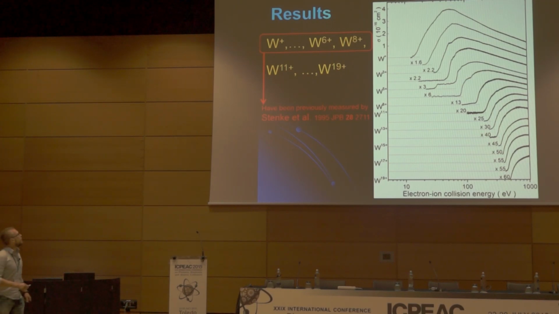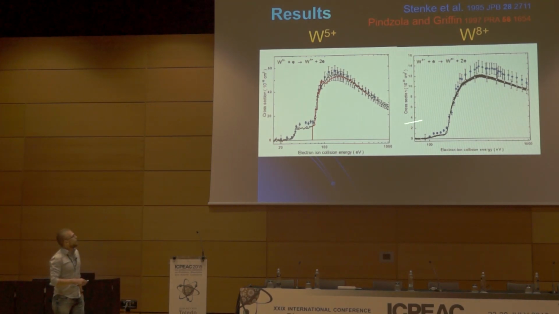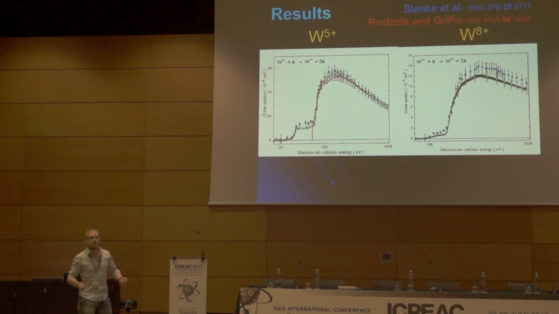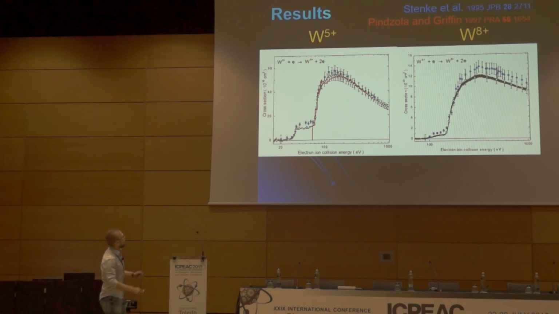Considering the literature, these charge states have been measured previously by Stenke et al. And I also have to show you the comparison. It looks good, especially for tungsten 5+. For tungsten 8+, for example, we can see some sort of discrepancy, but it's still within the error bars, and it mostly comes from the different amounts of metastable components which have been present in both experiments. And metastable components are quite a complication when we deal with this kind of experiment.